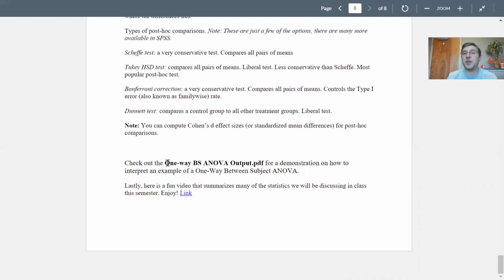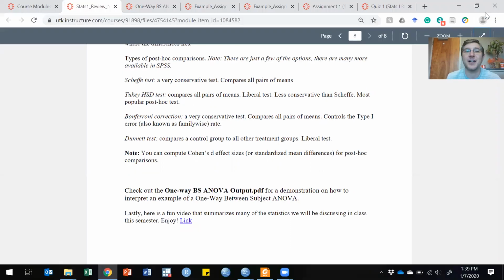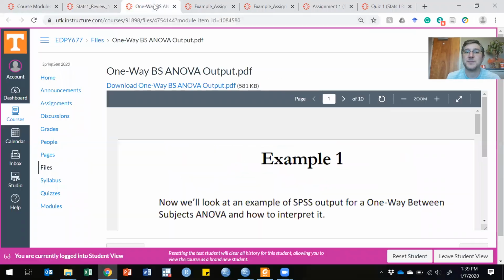And then here's another document you'll find on Canvas that gives you an example of running a one-way between subjects ANOVA. I'll show you that one next. And then lastly, there's a fun video that some students made. It's a little song and dance video about some of the statistics we'll be talking about in class. It's just kind of fun if you want to check that out.